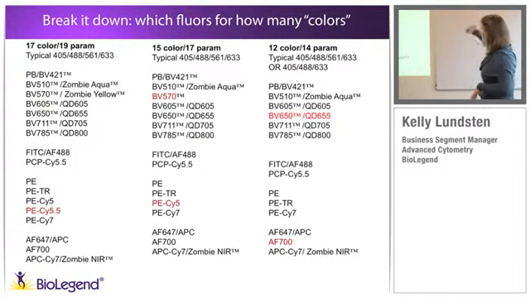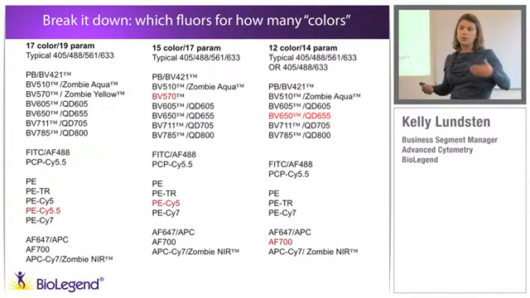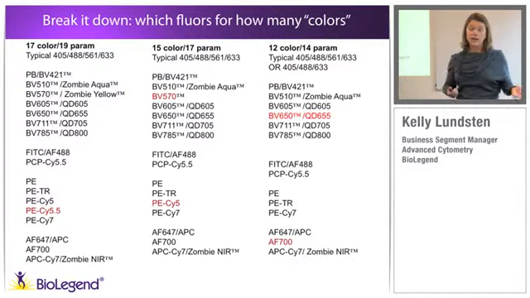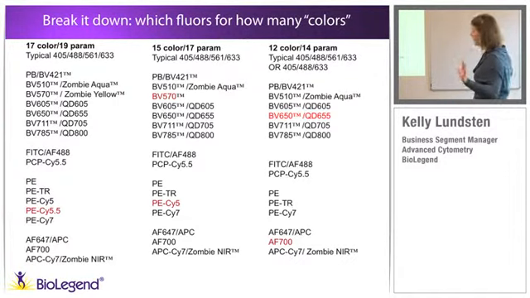For a 12-color assay, and now we're getting to those instruments like a Fortessa or an LSR2 where you only have a trigon off of your violet. This is the kind of list of fluorophores that you could potentially use, but it's going to start to become much more dependent on what your configuration actually is.